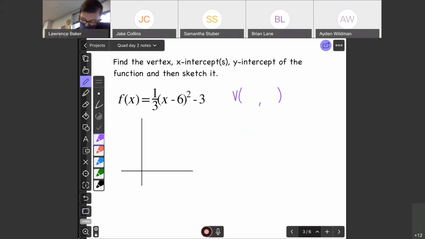Switching the sign on the H and taking K as it is. The x-intercepts now. This is the one that's most work. In our process here, we're going to set y equal to 0, and then solve.